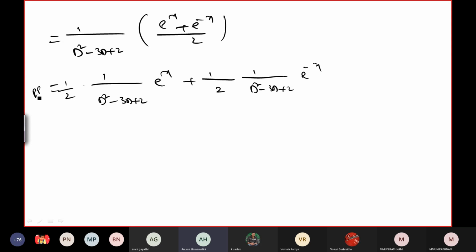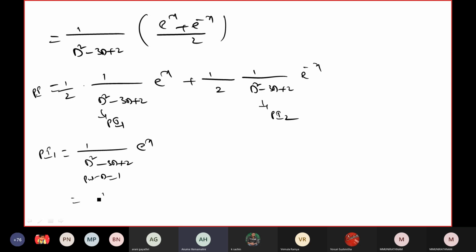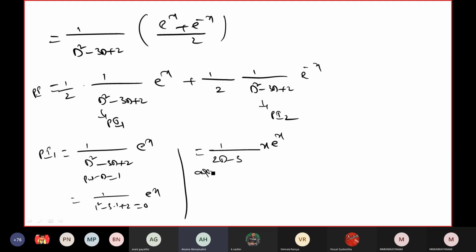So this is my pi. I call this pi1 and this pi2. Coming to pi1, here put d equal to 1. Does 1 make it 0? So I have to differentiate this. Replace x e power x. Again put d equal to 1. 2 minus 3x e power x minus x e power x.